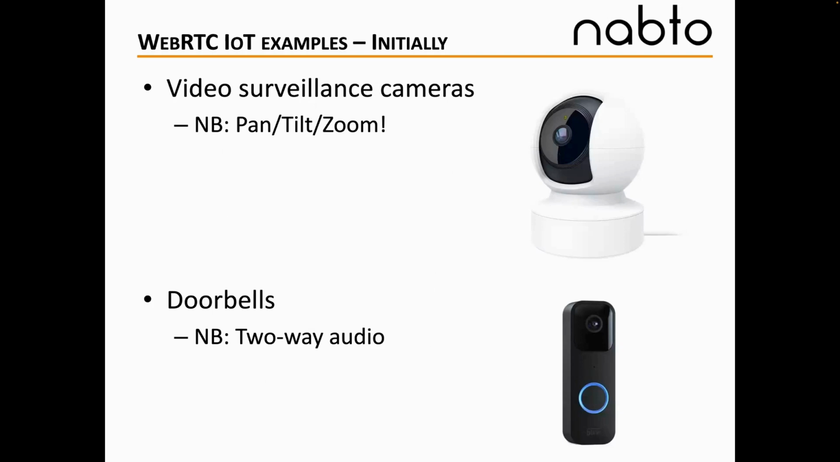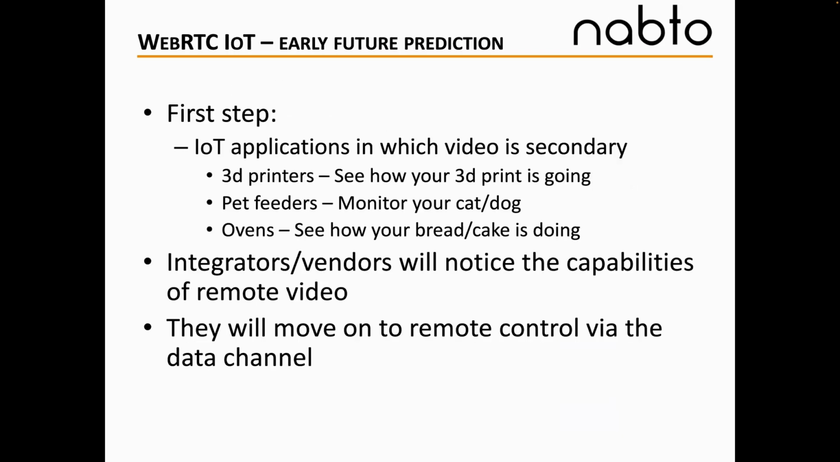So this is just a more visual version of the last slide. Again, video surveillance cameras where you transmit the video feed, but you also have to do the pan and tilt and zoom, and you could use the data channel for that. Doorbells where you use the two-way audio, and sometimes you have doorbells that are also connected to a lock, so that you can open the lock. And again, you use the data channel for that.